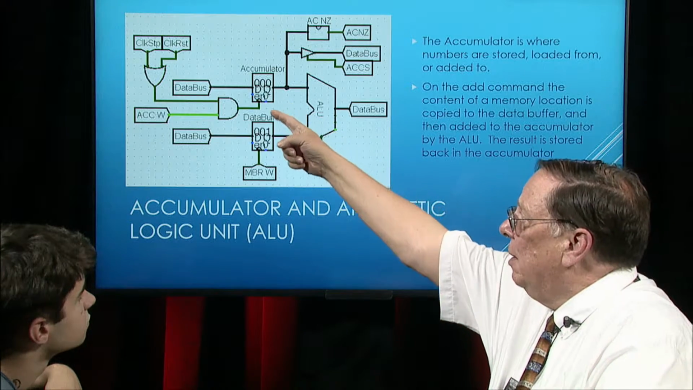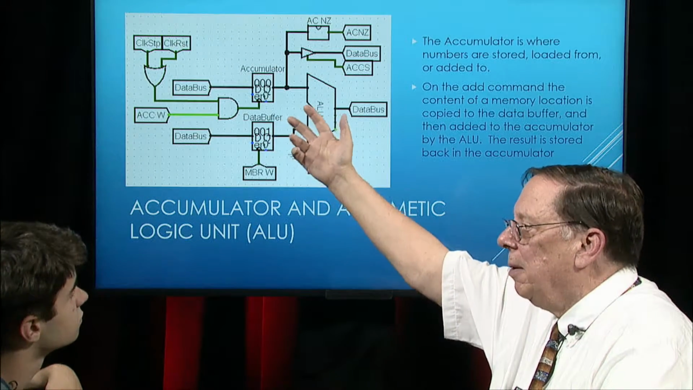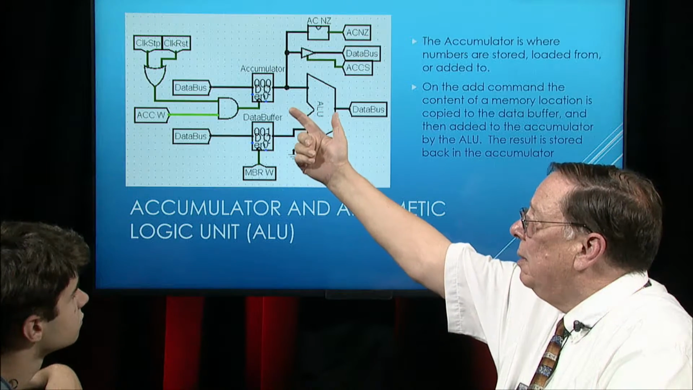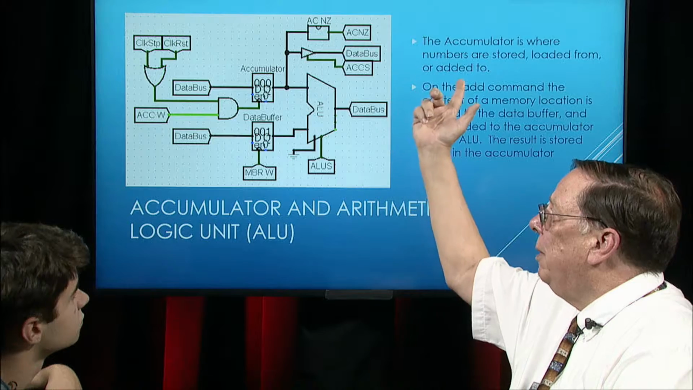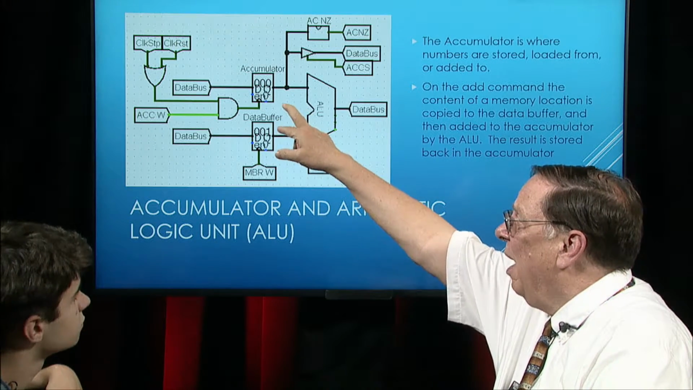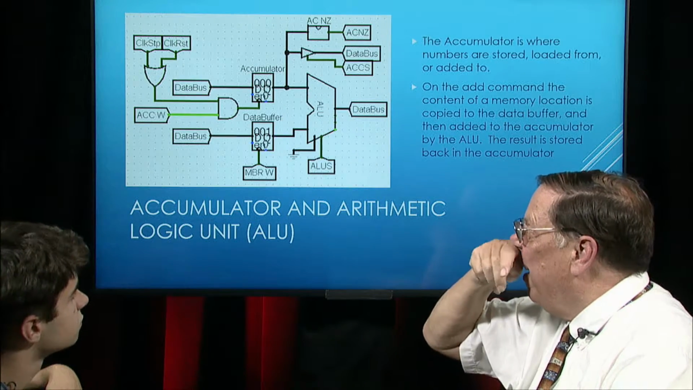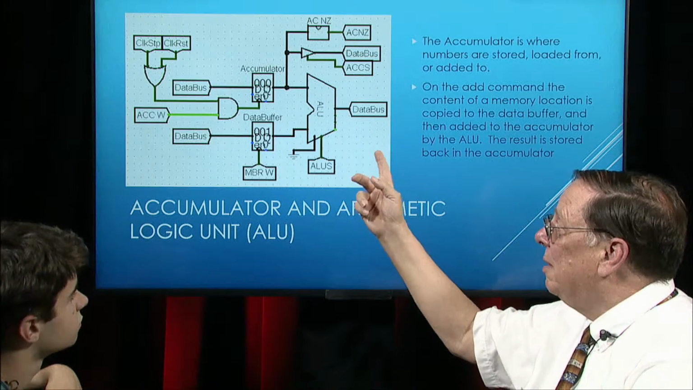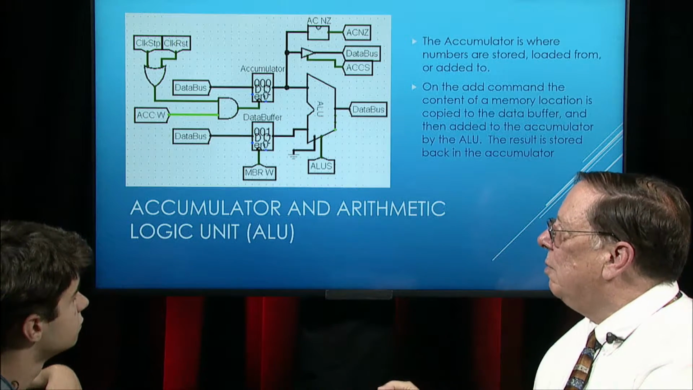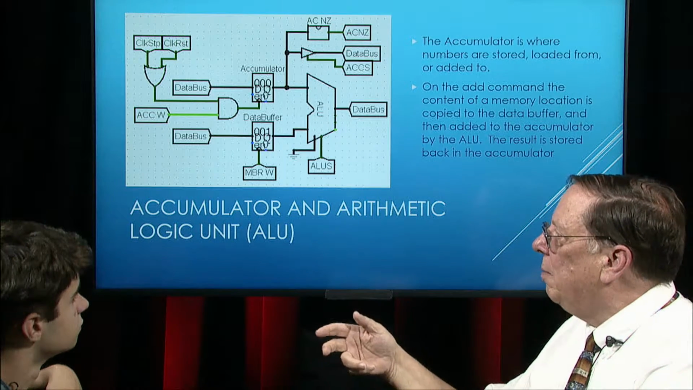Here's the accumulator. That's the only place in this computer where we can work with a number. We can bring something from memory, put it in the accumulator. We can take what's in the accumulator, put it in memory. We can bring a value from memory, put it into the data buffer, add it to the accumulator, and put the results into the accumulator. And then the one last command we're going to see is one where we change the location we're going to run from memory, which means we have to update that program counter.